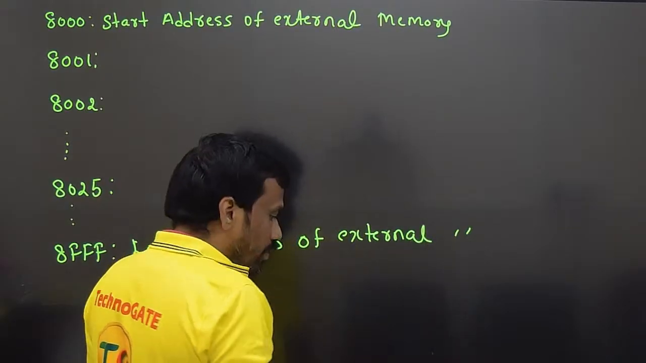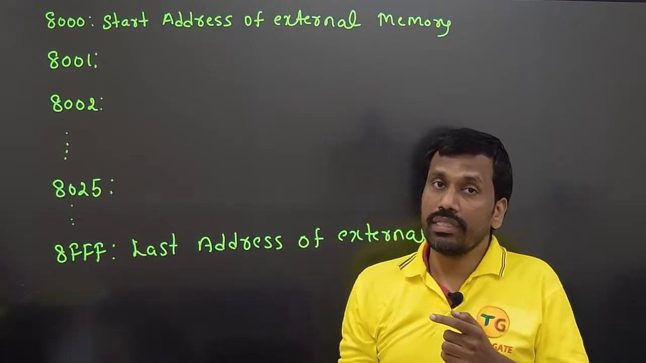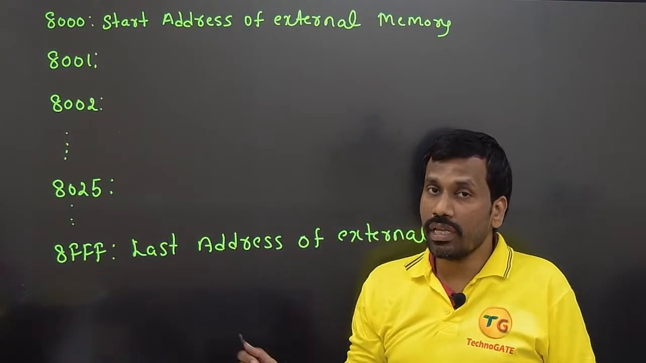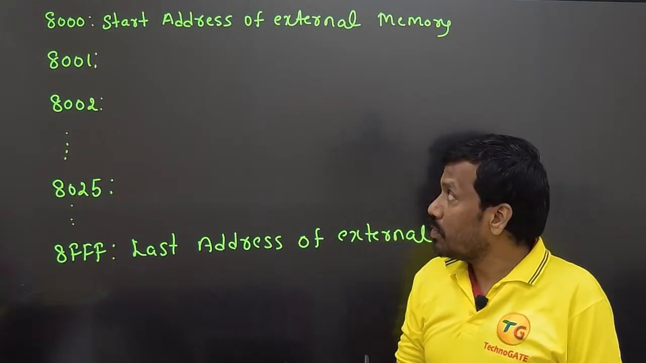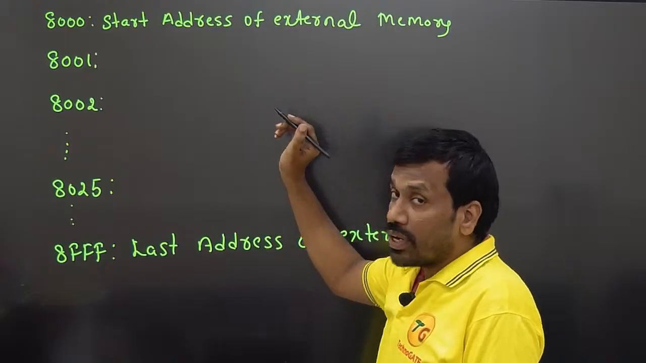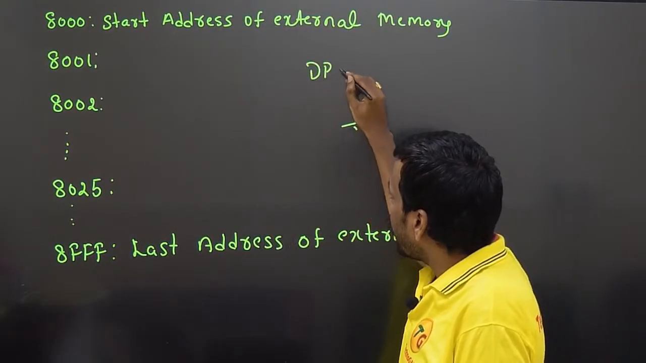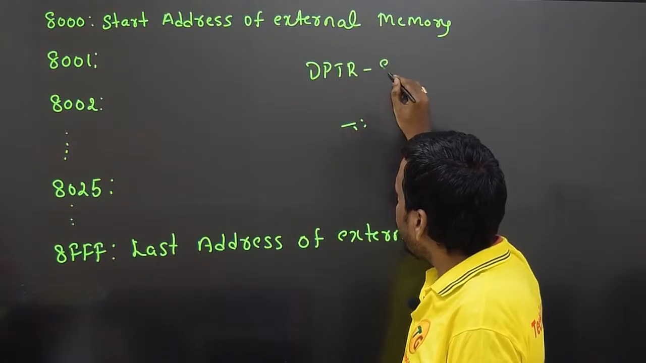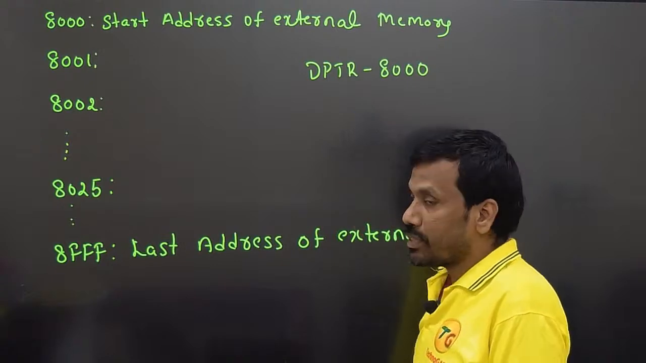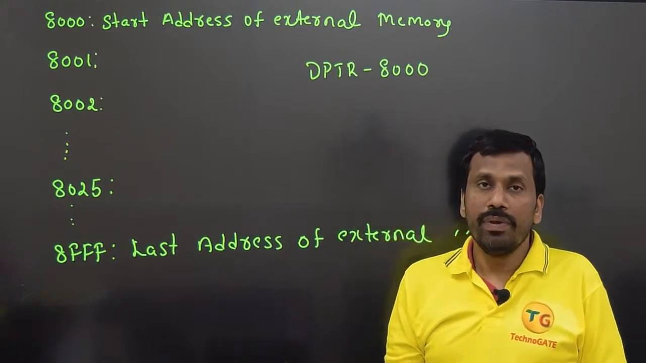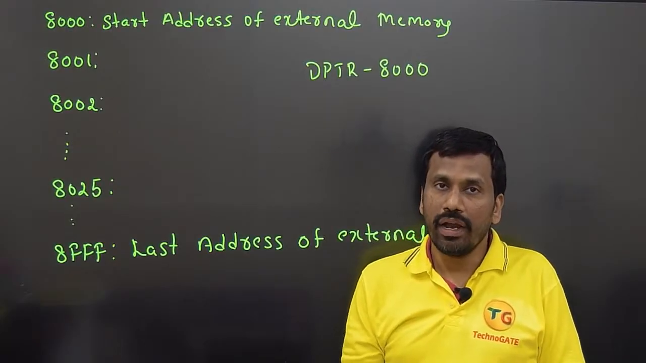Okay. So what is the starting address? Starting address is 8000. What is the next address? 8001. What is the last address? 8FFF. Okay. Now suppose, what is the starting address? Starting address is 8000. So DPTR contains 8000. DPTR contains what? 8000. What is 8000? Starting address location.